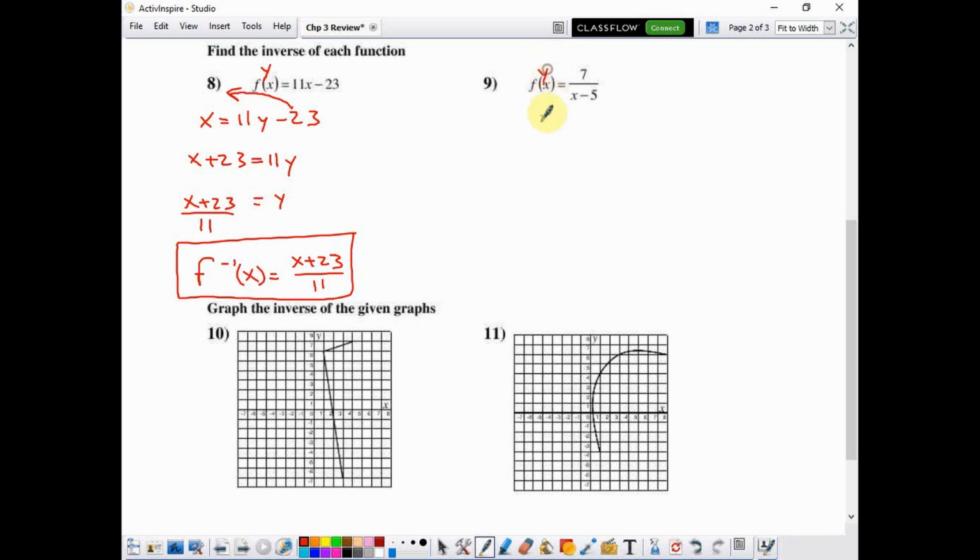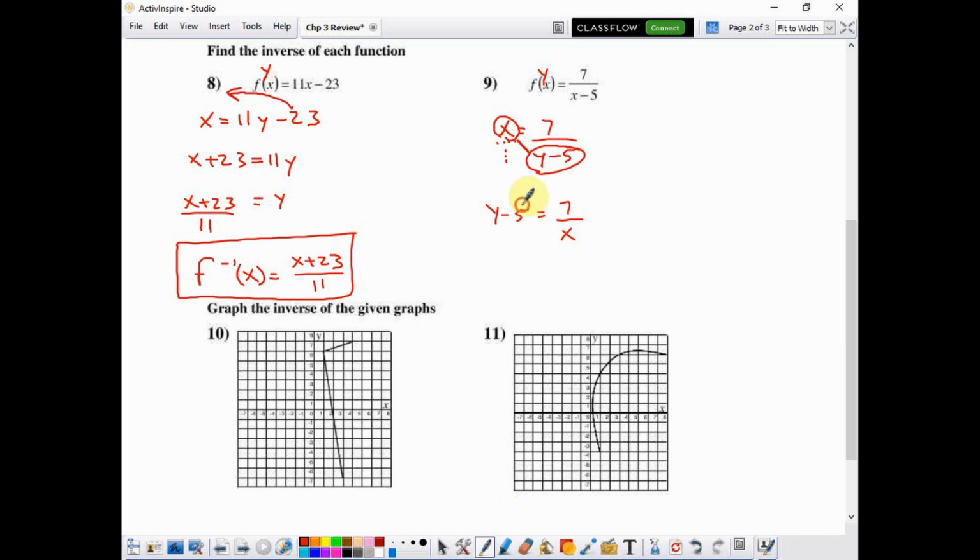And again, we switch our y and x for number 9. X equals 7 over y minus 5. So our x and y are switched. Now, as a proportion, this is really over 1. In a proportion, we can always exchange diagonally. So these two things are going to trade places. So y minus 5 equals 7 over x.